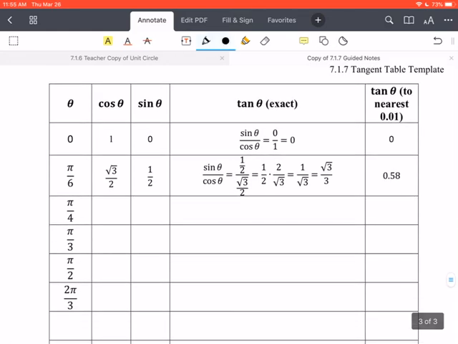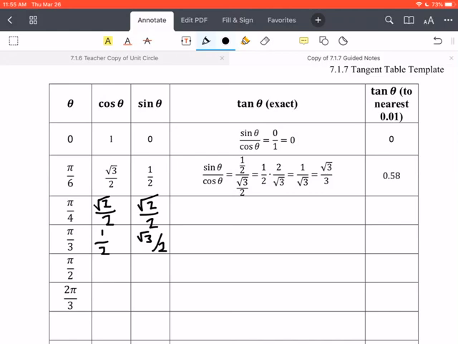So I'm going to scroll down and do exactly what they said, and you're doing the same. The cosine of pi over 4 is root 2 over 2, and you can always be using your unit circle, root 2 over 2. We have the cosine of pi over 3, which is 1/2, and then we have root 3 over 2.